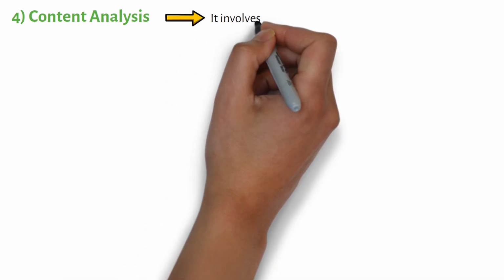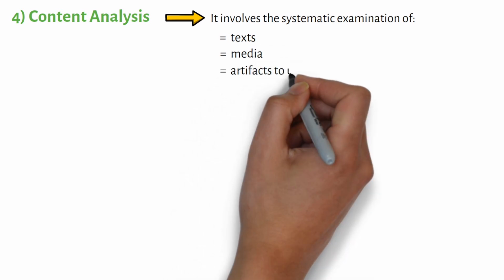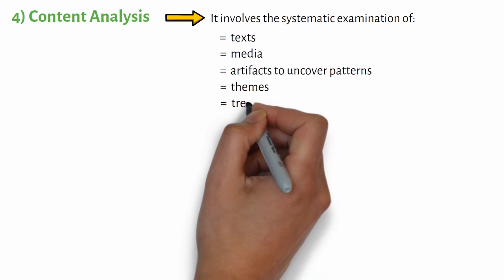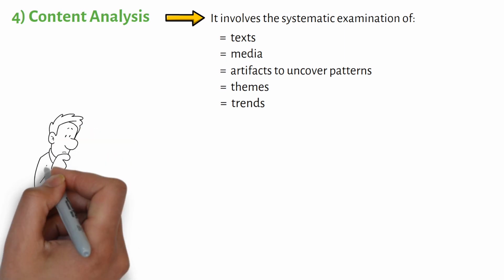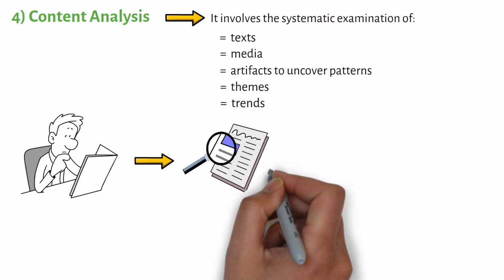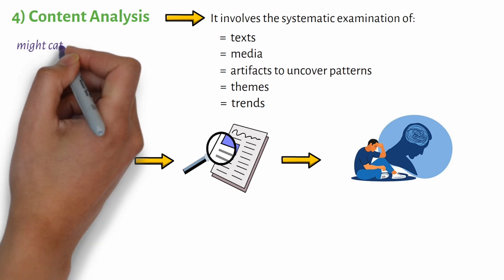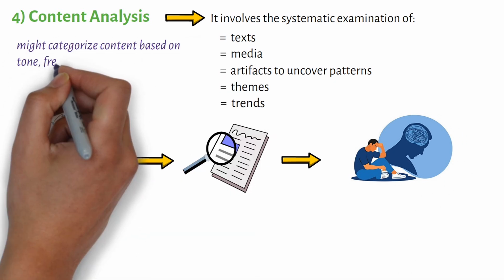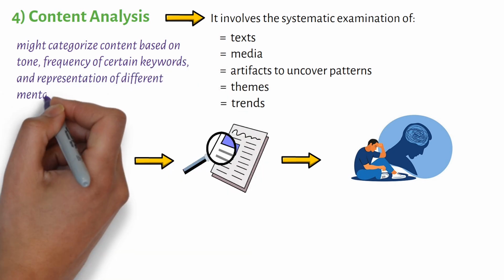Content analysis is another powerful tool in the descriptive researcher's arsenal. It involves the systematic examination of texts, media, or artifacts to uncover patterns, themes, or trends. A researcher analyzing news articles to understand media portrayals of mental health issues, for instance, might categorize content based on tone, frequency of certain keywords, and representation of different mental health conditions.